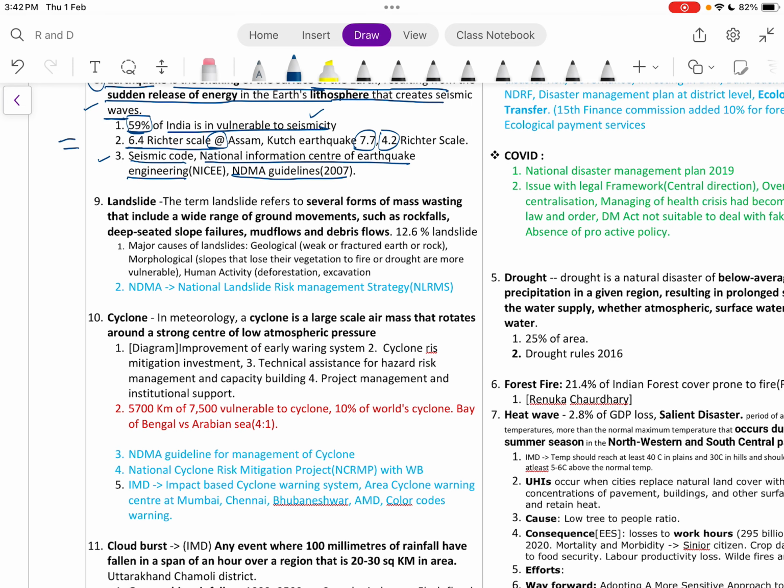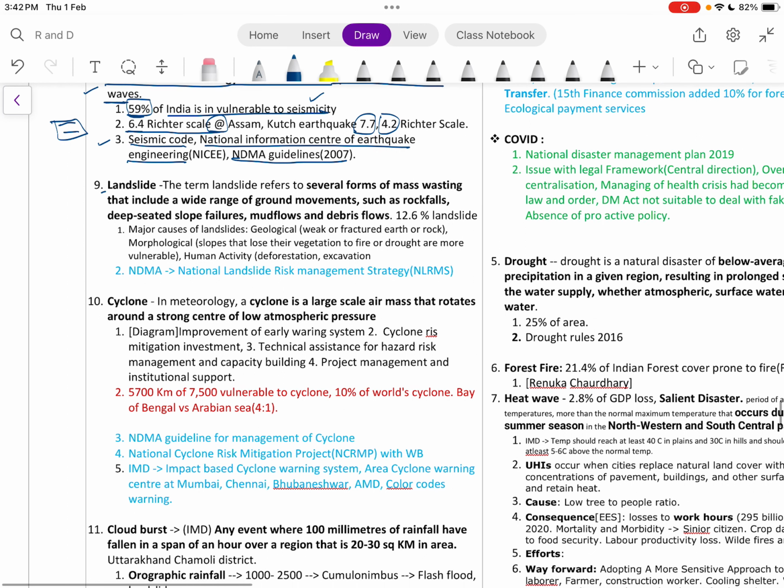What are the reasons? What are the consequences? We know those things. It is very generic. You can understand, you can write it.